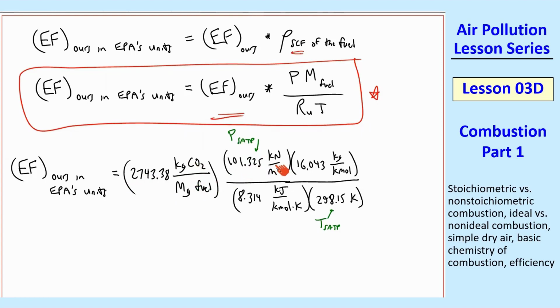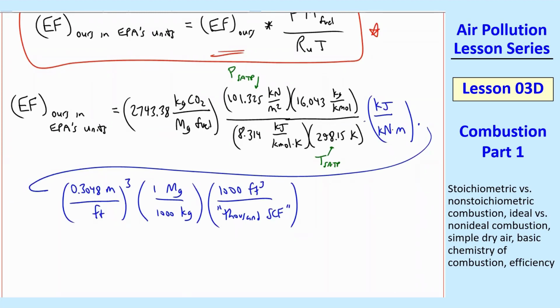And then this is P, I'm using this equation. So P as SATP, molecular weight of the methane, and then RU, and then T at SATP, and the rest is a bunch of units, as I said. I put all my unit conversion factors in blue here to distinguish them from the actual equation, plugging in the numbers. And so you can see these, a kilojoule is a kilonewton meter, and then there's 0.3048 meters in a foot, a megagram is 1,000 kilograms, 1,000 cubic feet. We're going to say that's equal to 1,000 SCF, which is what EPA's units are.